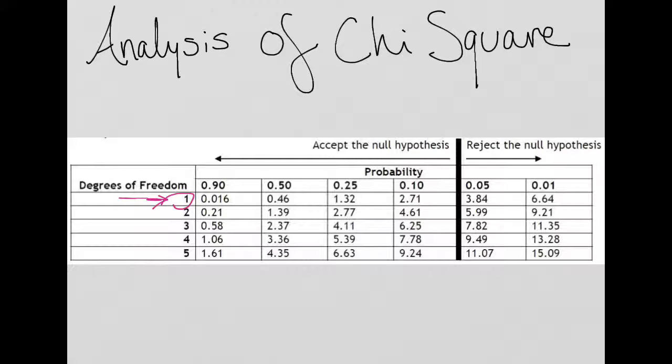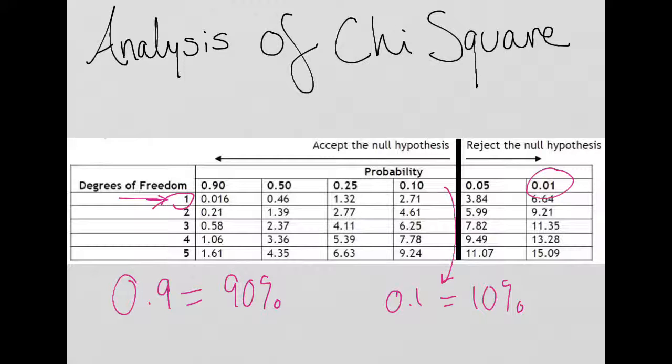And along the top here, we have what it says to be probability and then a whole bunch of numbers. What these numbers mean are a probability or a percentage. So a probability of 0.9 is actually a percentage of 90%. A probability of 0.1 is a 10% likelihood of it happening. A probability of 0.01 is therefore a 1% likelihood of it happening. So it's really how likely is this data to have occurred.